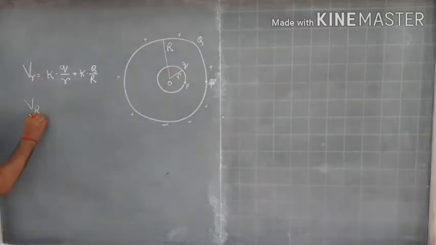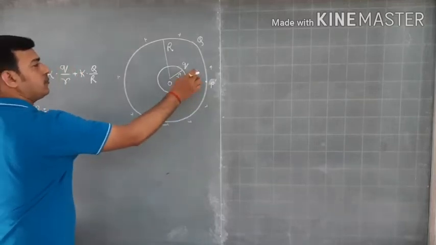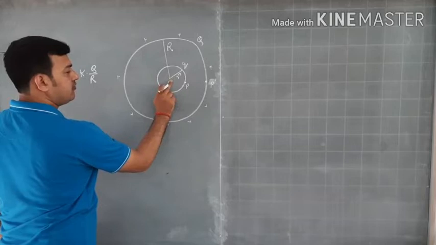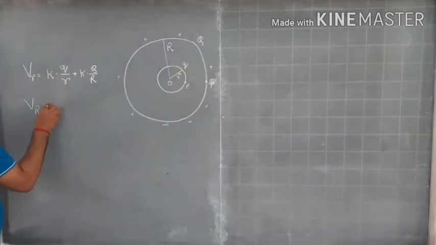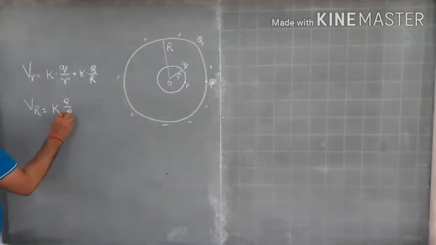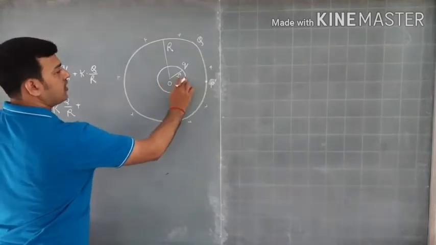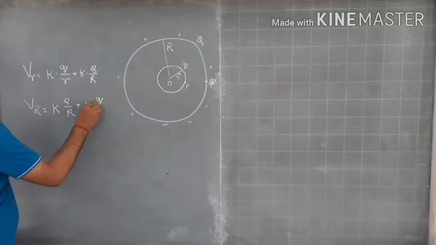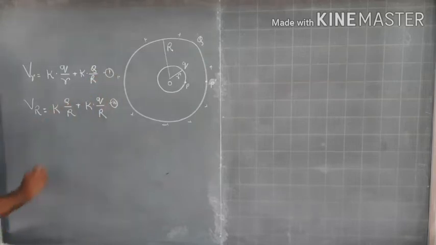Now the potential on the surface of the outer shell will be the potential due to its own charge as well as the contribution of potential due to this inner shell. So I will write it first, the potential of the outer shell due to its own charge, and since this point is outside this shell, the contribution of the potential will be K times the charge q divided by capital R. Let me call this equation 1 and this equation 2.